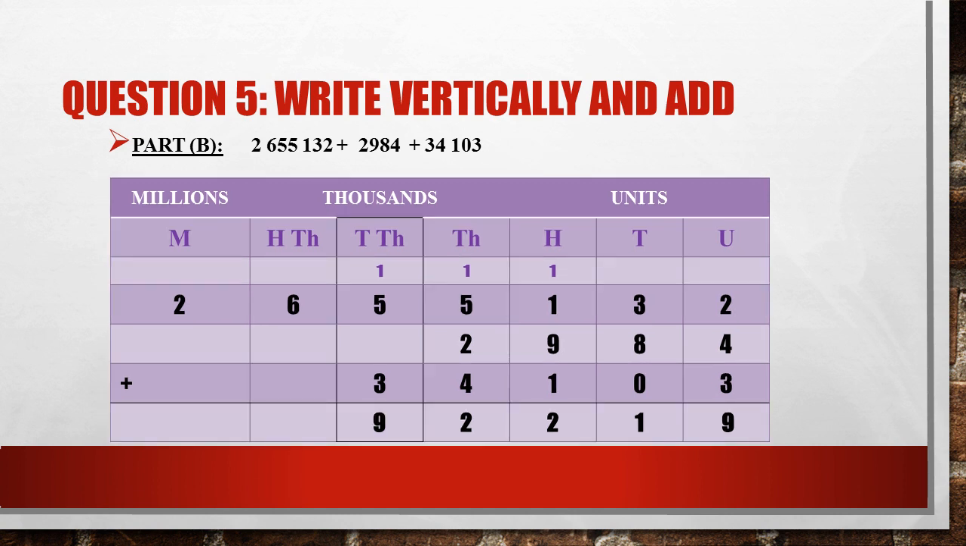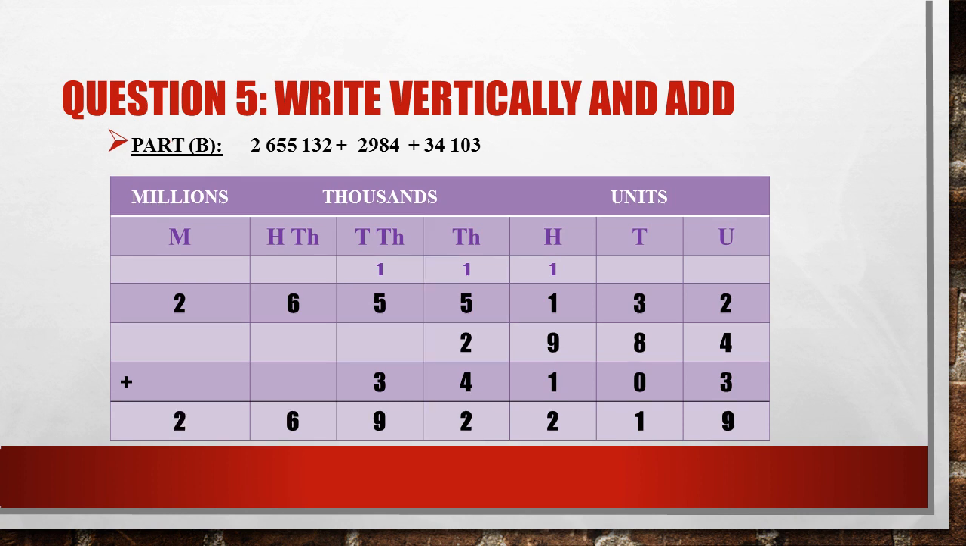Now students, you can see clearly under 2 and 6 there is no digit. So we will write 2 and 6 as it is in the answer. So here we will get our answer, and that is 2,692,219.